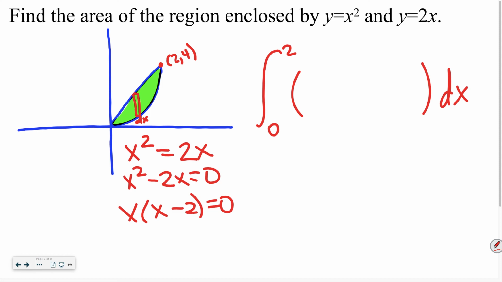Okay, so which function is on the top? 2x. Okay, minus x squared is our function down below. Let's do this one by hand, because we can. And I will expect you to, on, I think our quiz next week will be some problems without a calculator, some problems with a calculator.